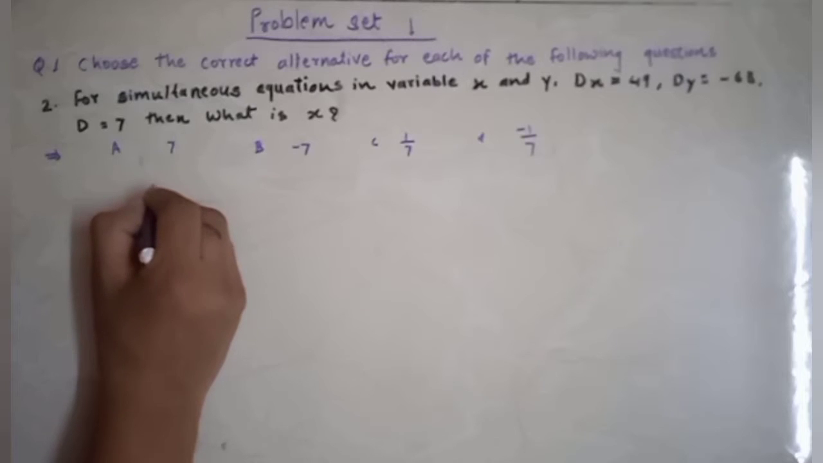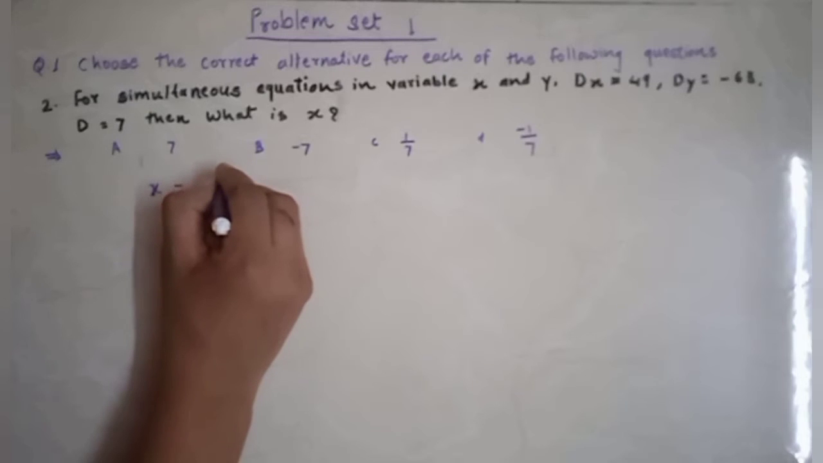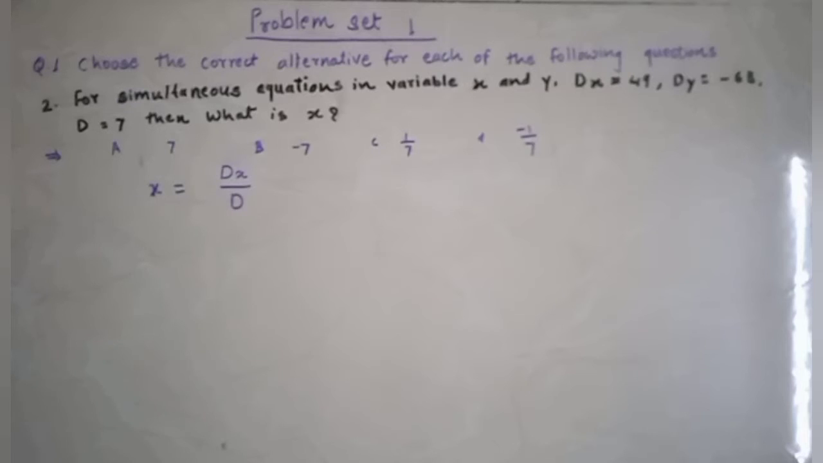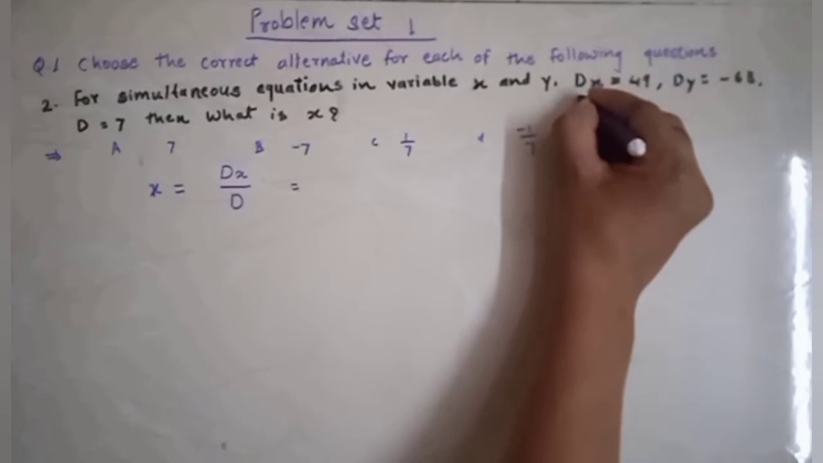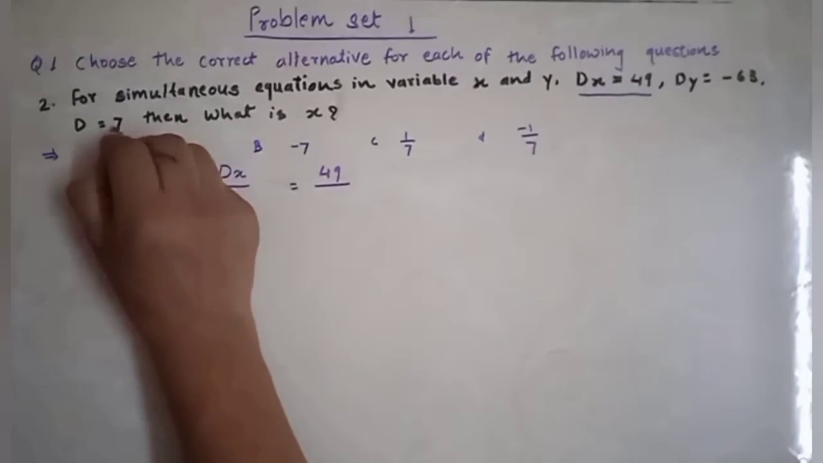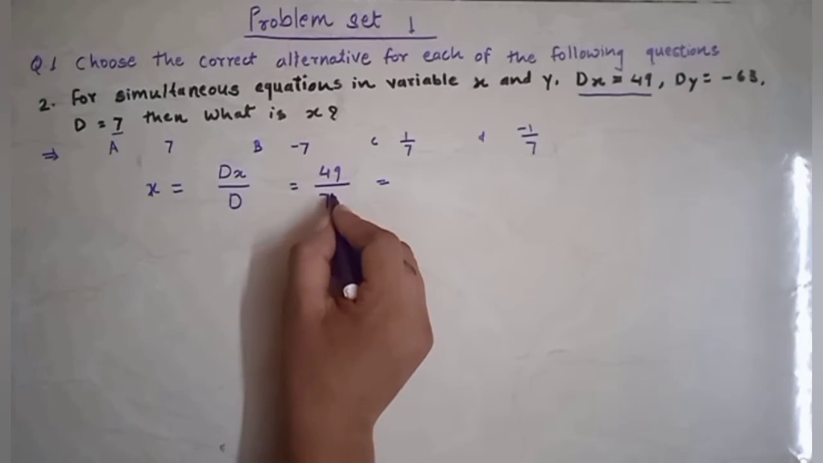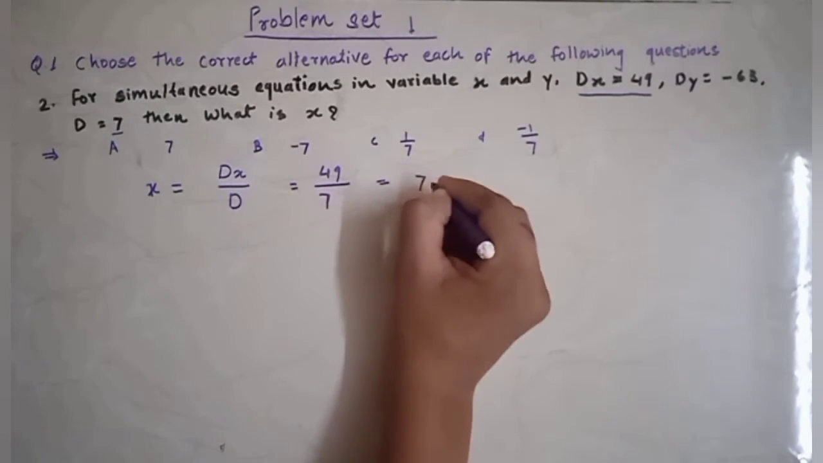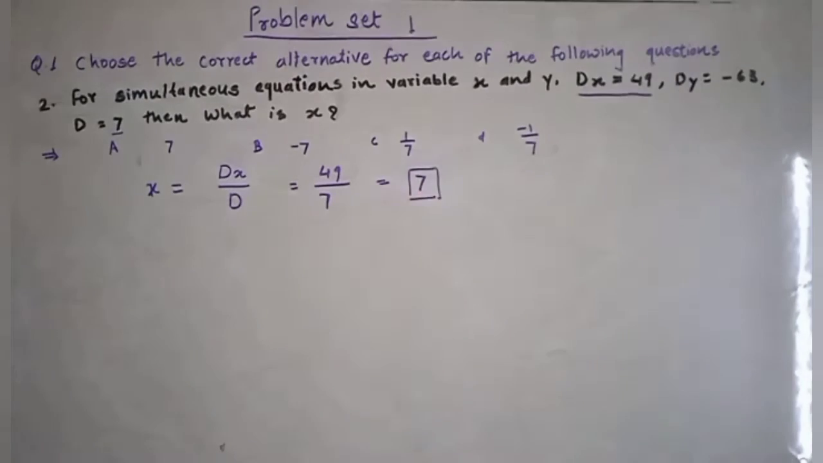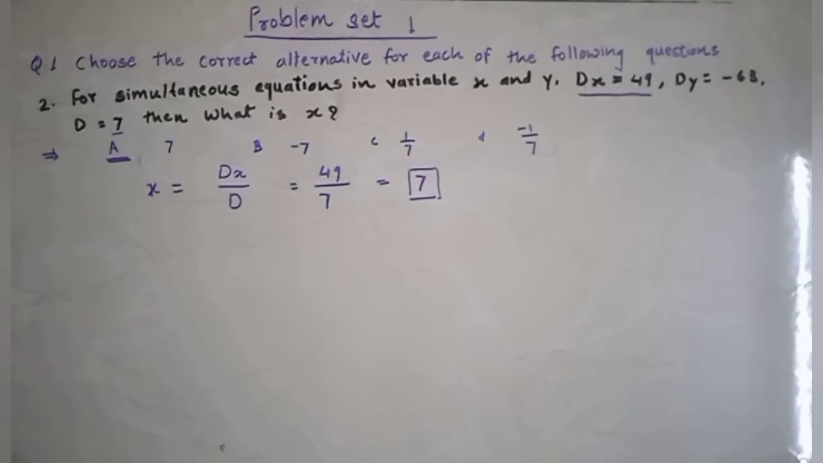Then we know that x is equal to Dx upon D. So write here the formula. Then put the values: Dx is 49 and D is 7. So the answer is 49 by 7, 7 sevens are 49, so x is 7. Then the value of x is 7, so alternative A is the correct one. So take down the third one.